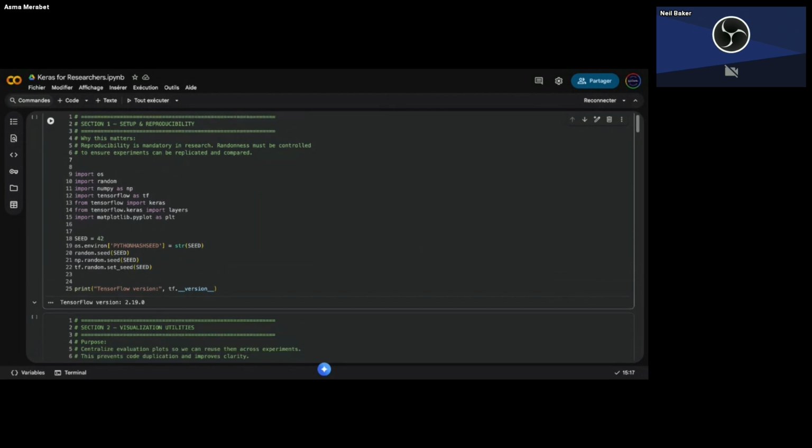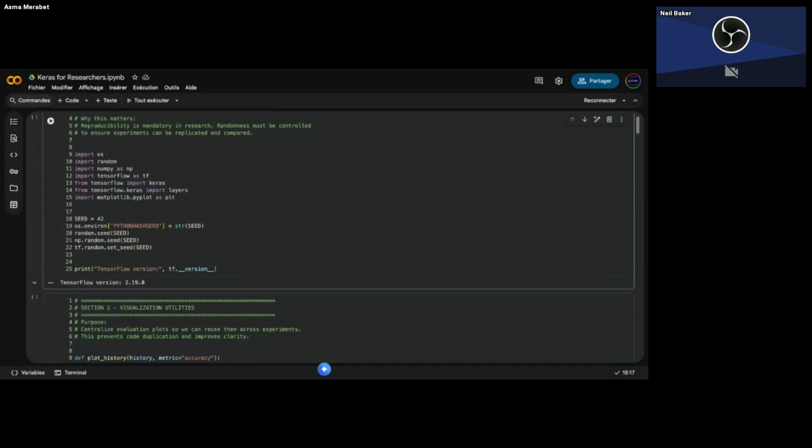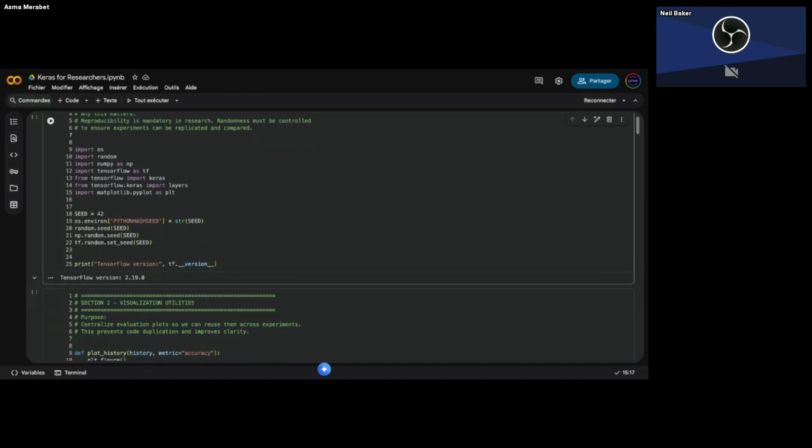Okay, so the first thing is that in machine learning, randomness is everywhere, like weight initializations or data shuffling or dropouts. All of those things are random. So here we fix the seeds for Python, NumPy, and TensorFlow. This is to ensure reproducible experiments.